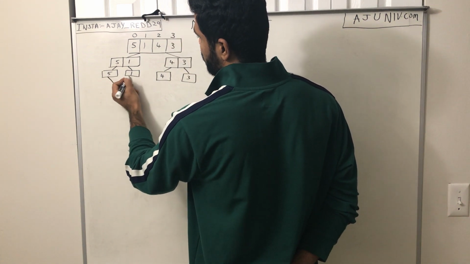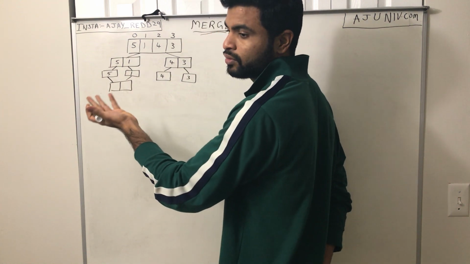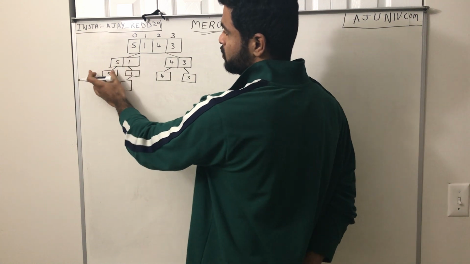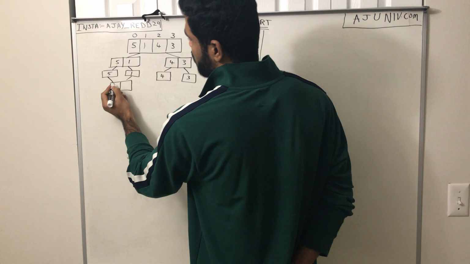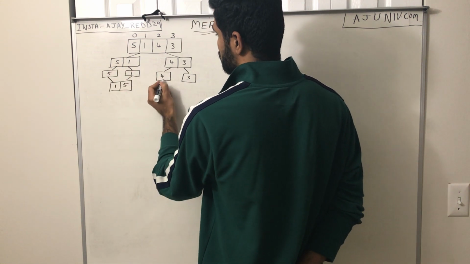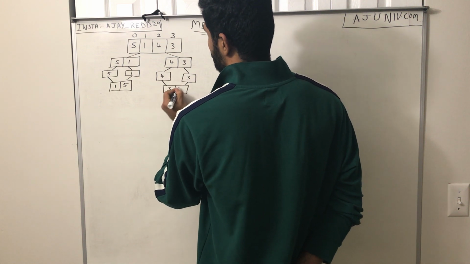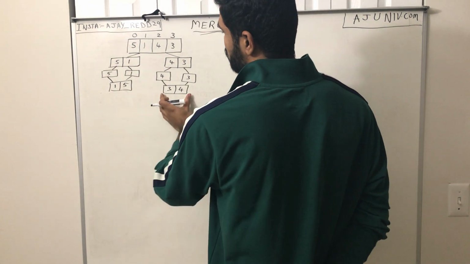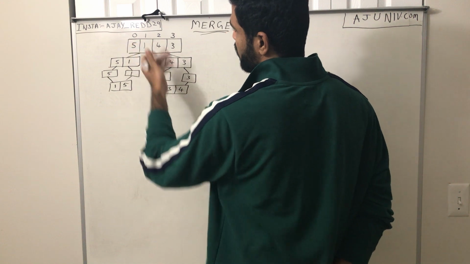So now we have to merge 5 and 1. After merging, I will actually show you the function. After merging these 2 subarrays, 5 and 1, you will get the output 1 and 5 in sorted order. And after merging 4 and 3, you will get the output 3 and 4 in sorted order. So now we again have 2 sorted subarrays. Now we can easily merge them to get the final output.